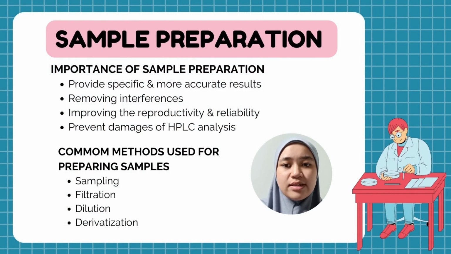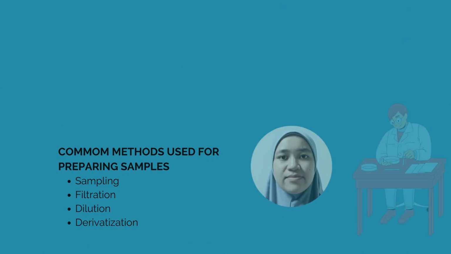Next is sample preparation. First of all, why is sample preparation important for accurate HPLC analysis? It is because it can provide specific and more accurate results, removing interference, improving the reproducibility and reliability, and preventing damage to the HPLC system. The common methods used for preparing samples in sugar analysis are sampling, filtration, dilution, and derivatization.